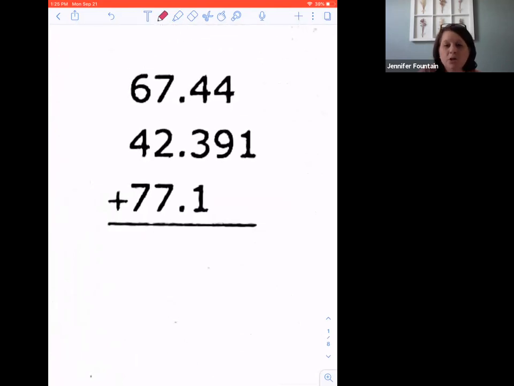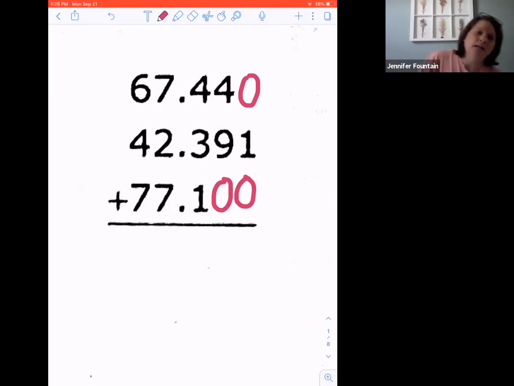Like I said, we can use placeholder zeros when everything doesn't line up and doesn't have the same number of digits before and after the decimal. So I'm going to put a placeholder 0 there after the 0.44. And then I'm going to go ahead and put a 0 under my 9 and under my 1, just so I don't get things out of alignment or anything.